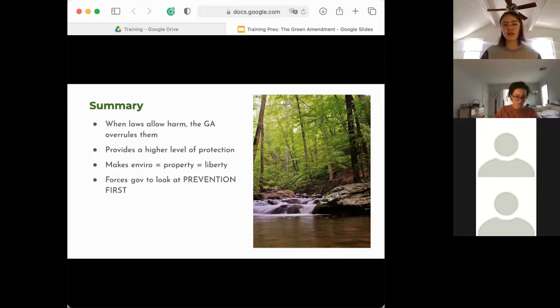Forces the government to look at prevention first. So remember that big root problem that Margaret mentioned at the beginning of this presentation, that the government is focusing on the management of pollution before the prevention, accepting pollution as a fact of life. This solves that problem because legislators must now change their point of view when they're making laws, and they must not consider pollution as a fact of life and focus on preventing it from ever occurring. So it perpetuates the idea that no harm is ever okay and changes how these laws are written.